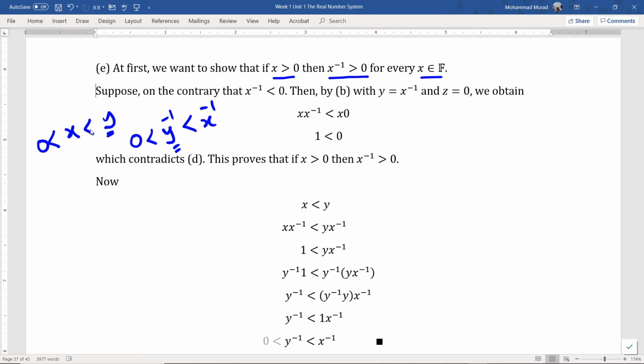Suppose on the contrary that the multiplicative inverse of an element x is negative. Then by b, with y equals x inverse and z equals 0, we obtain this statement, which gives that 1 is smaller than 0, which contradicts the statement D. This contradiction proves that if x is positive, then its multiplicative inverse is also positive. Now please pause the video and try to read the rest of the proof.